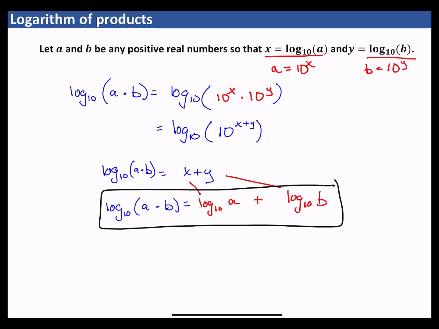Similar reasoning also shows the same property holds for logarithms of any base. For example, it is also true that the natural logarithm of a times b equals the natural logarithm of a plus the natural logarithm of b.